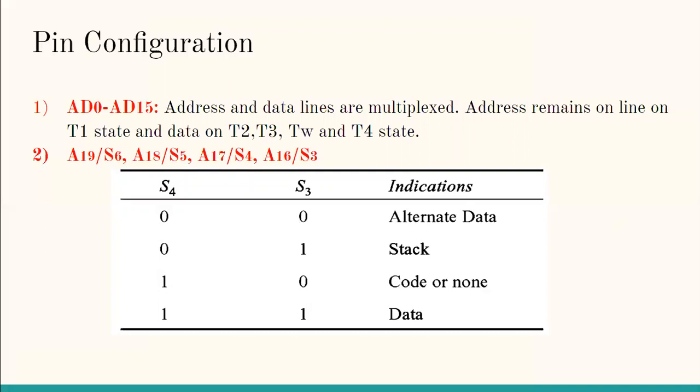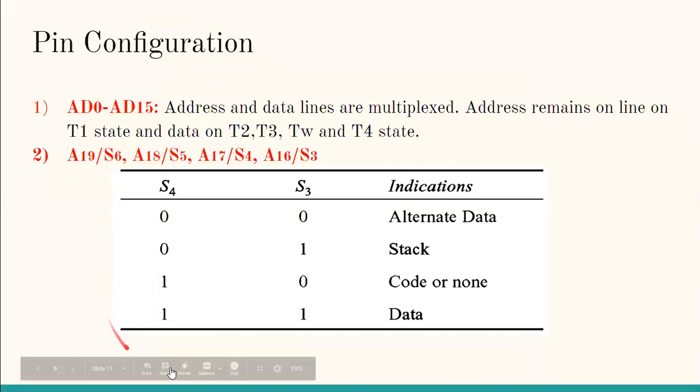Then we have A16 to A19, the 4 address lines multiplexed with the 4 status lines S3, S4, S5, S6. So A stands for address. Again, for some time duration, the address will be available in the T1 state, and on the remaining T states of the timing diagram, the status values will be available on these lines. So what do these status bits or status values indicate?